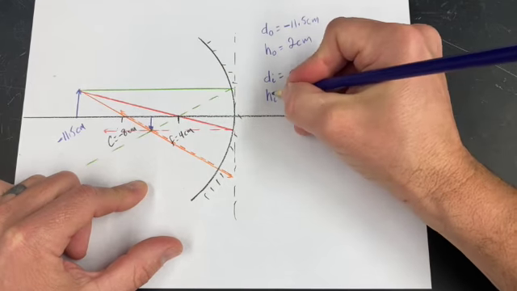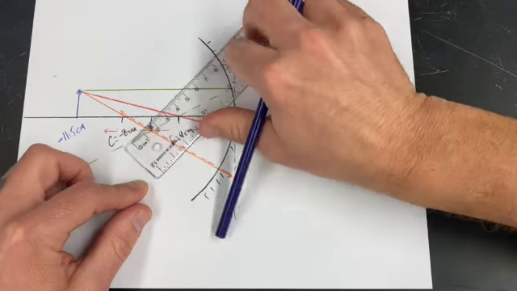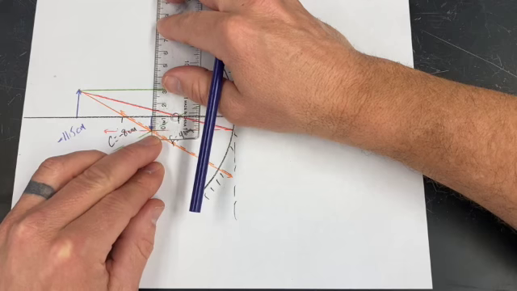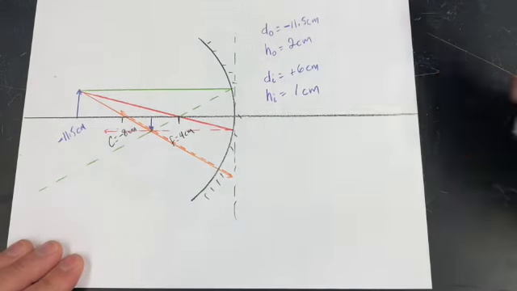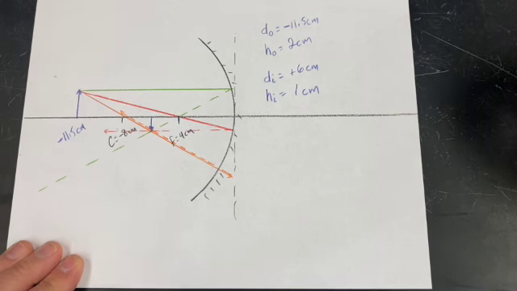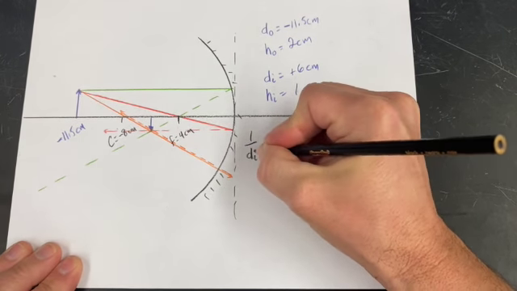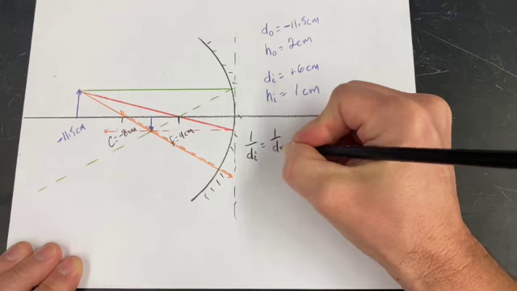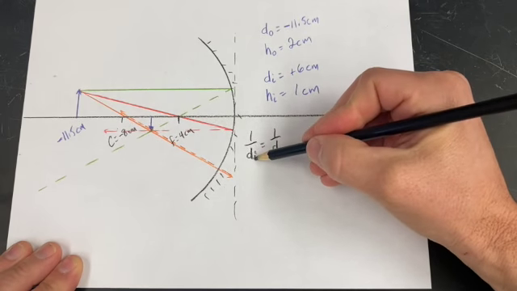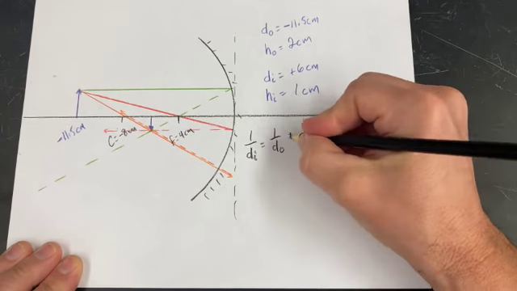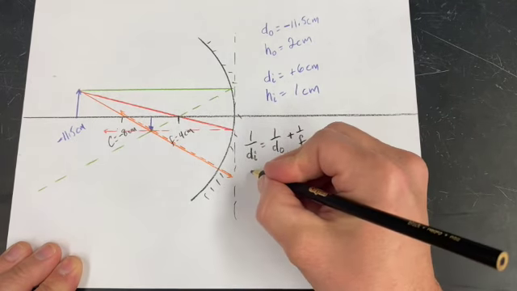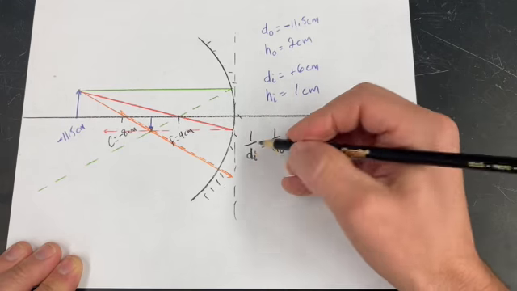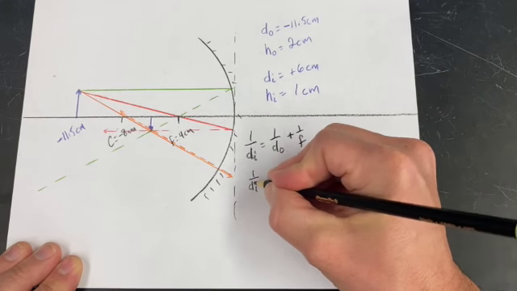And the height of the image is, it looks like it's about 1 centimeter, okay? So what we can do with this is double check our relationship. 1 over di equals 1 over do plus 1 over f. So we can know where the image forms if we know where the object is and we know the focal length. So let's check this.